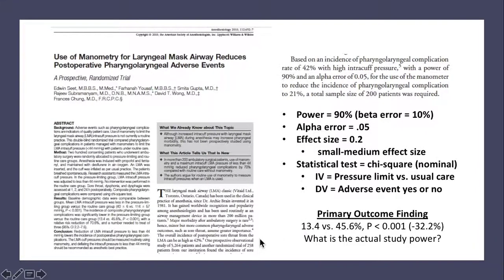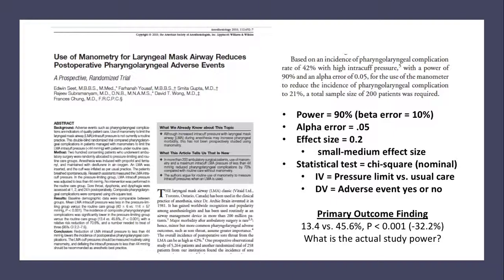All right. So we're going to continue with our discussion of power analysis and effect size. So here's another example that is going to help illustrate these concepts. It's also posted on Blackboard for your reference.